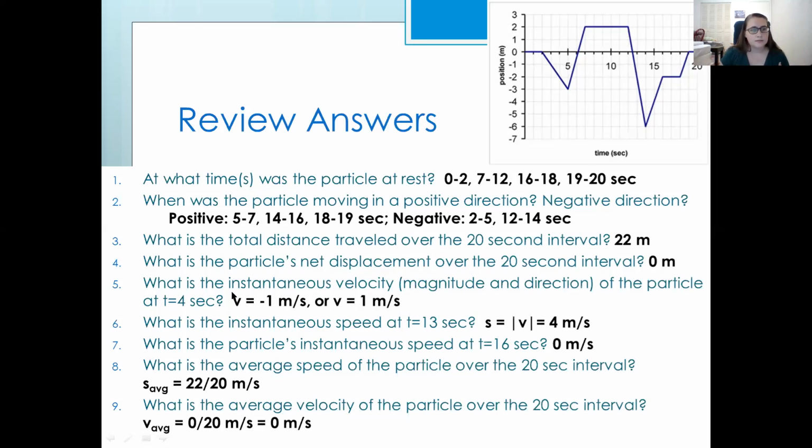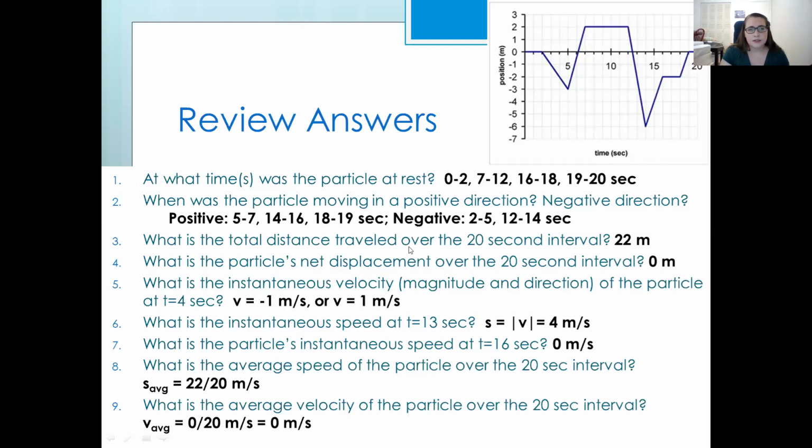Vectors is just a category of quantities. Just like we have a bunch of different things that are scalars, right? Time and energy and temperature and speed and distance, all of those things. Those are all scalars because we don't care about the direction that they're going. Okay.